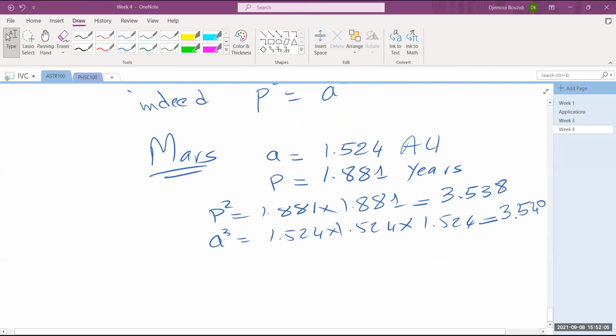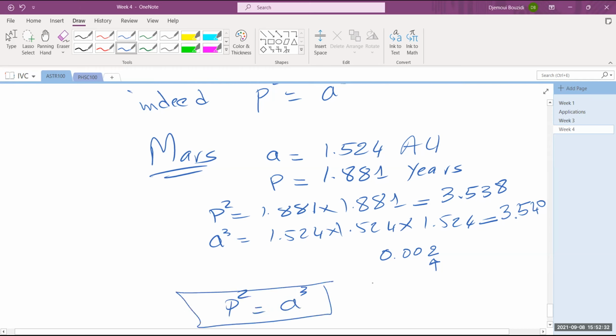So let me stop sharing the screen and share this screen. Mars, a little bit off, but not much really. Very small difference. How much is the difference between the two numbers? It's 0.002. It's very small. As a matter of fact, if I divide it, it's less than 0.1%. So with great confidence, I can tell you that this is true for Mars also. That is basically the type of calculations we're expected to do here.